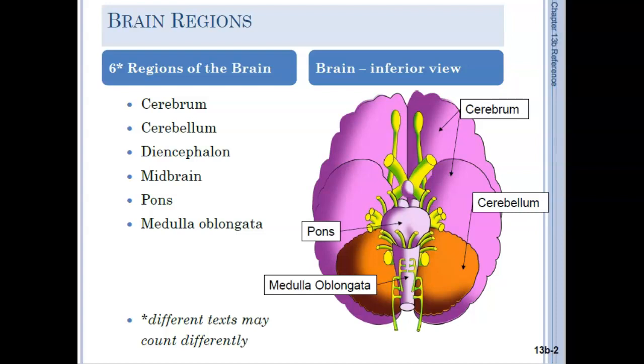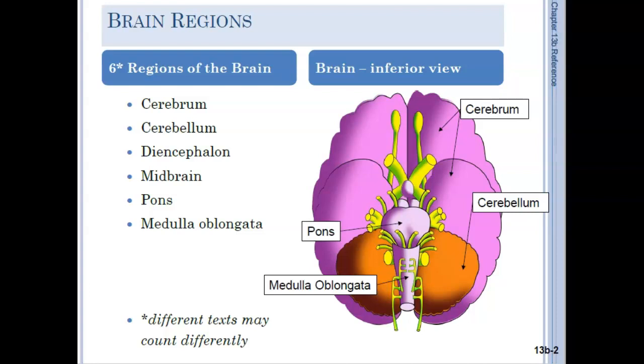the cerebrum, the cerebellum, the diencephalon region, midbrain, pons, and medulla oblongata. Some books are going to combine the midbrain, pons, and medulla into one structure called the brainstem, but each one of those sections of the brainstem actually has a very distinct job, so we're going to separate them out.